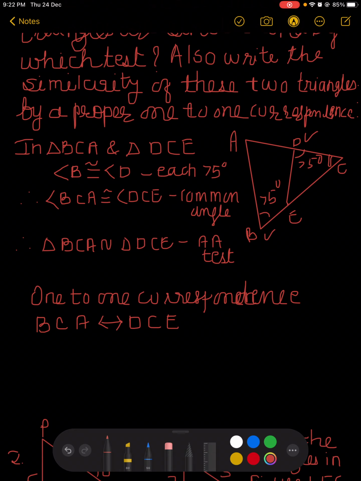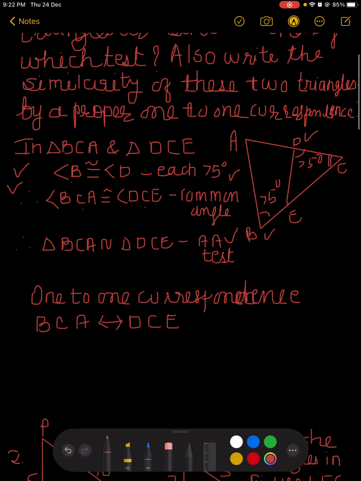So this is our answer number 1, and it is important, because if you understand this example of similarity, when we are applying a test like AA test, there should be two pairs of congruent angles given. So one pair was given, angle B and angle D. They were congruent because of 75-degree measures. And the second pair, angle C. These two angles are congruent because angle C is common for both triangles.